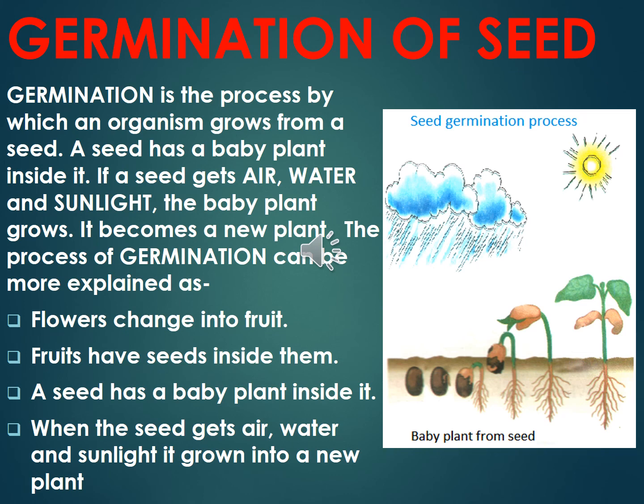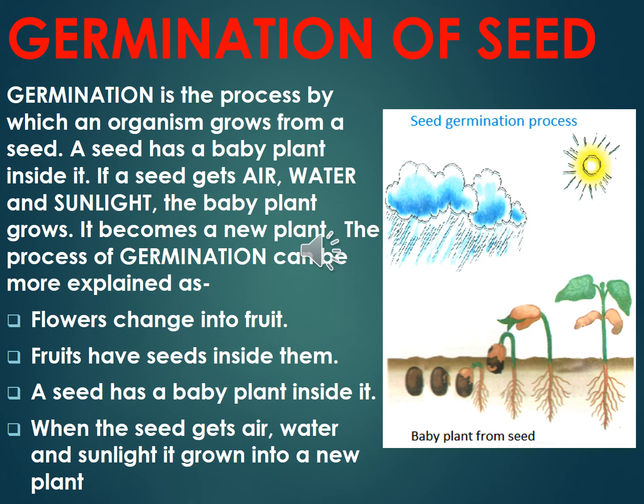Let's study its cycle. So what happened? Flowers change into fruit. First of all a bud, then a flower, then a fruit. Now fruits have seeds. We eat apples, apple has seeds. We eat mango, mango has seed. So fruits have seeds inside them. We all know.